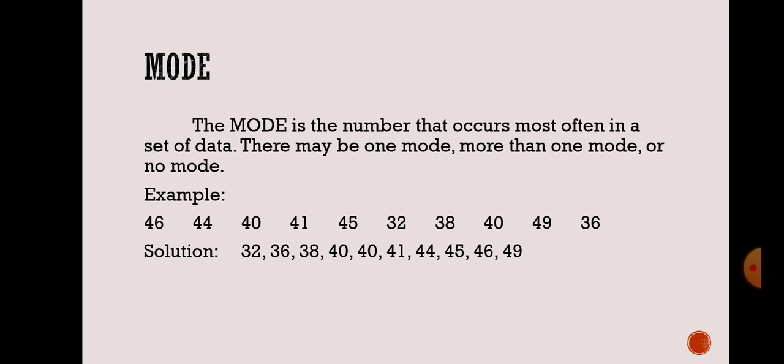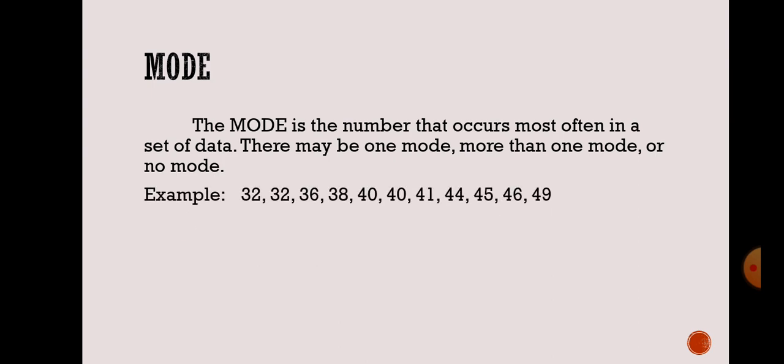In this case, we have the score of 40 occurring twice, more than the other scores. Therefore, 40 will be our mode. When the mode is only one, we can say that it is unimodal. Let us take another example.